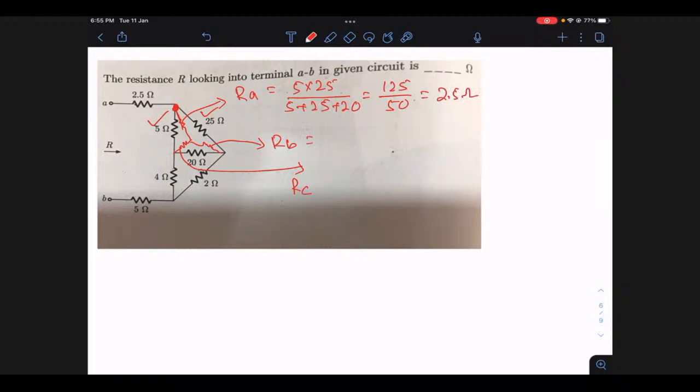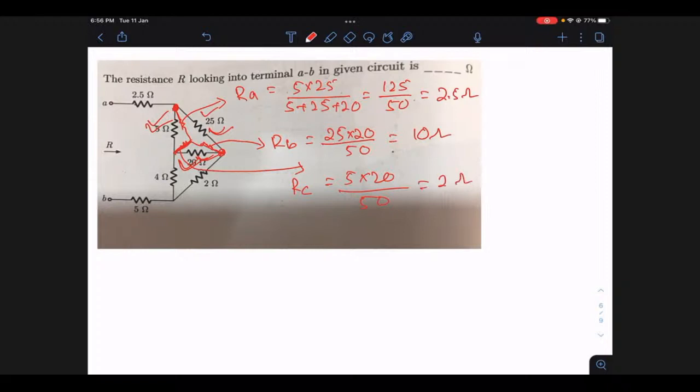Similarly, if I ask you what is your RB, so this is your RB. This point is connected to this 25 and this 20. So this will be 25 into 20 divided by 50, so this is your 10 ohms. And if I ask you what is your RC, I mean this resistor, it is again the product of 5 and 20 divided by the sum of all, that is again 50. If you solve this, it is coming 2 ohms.